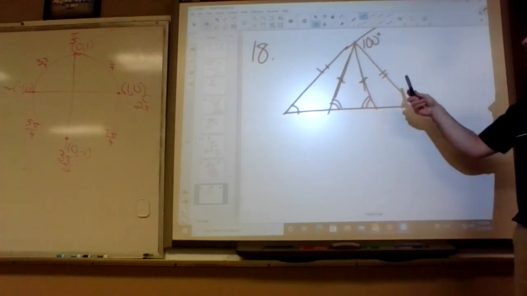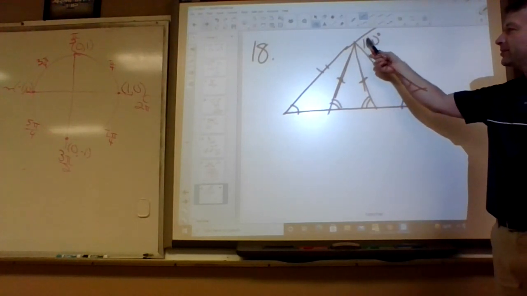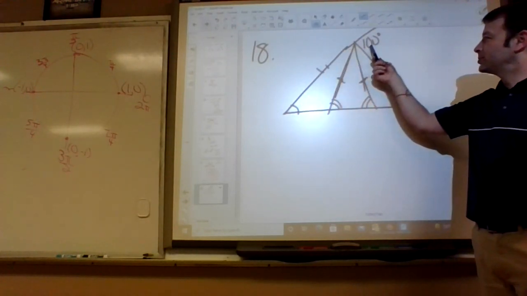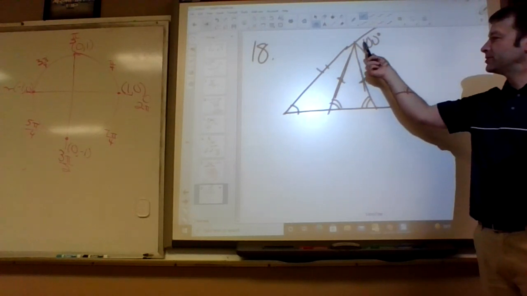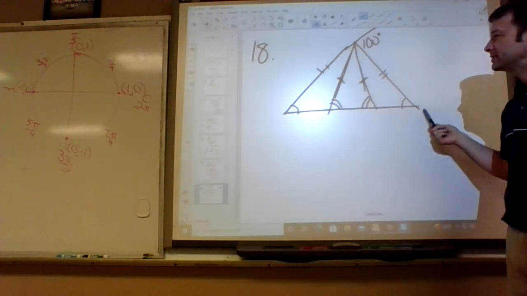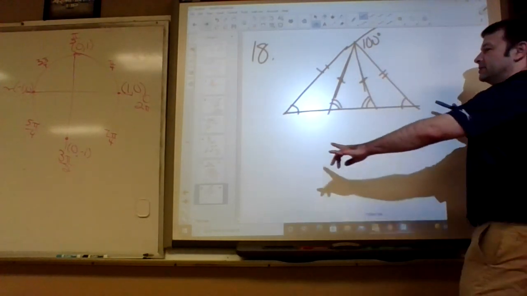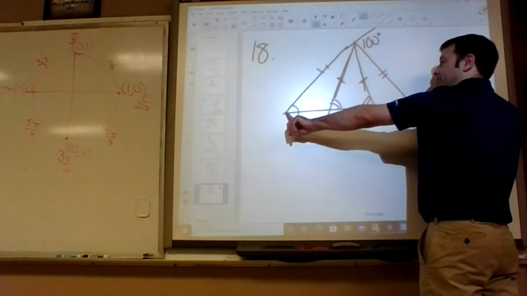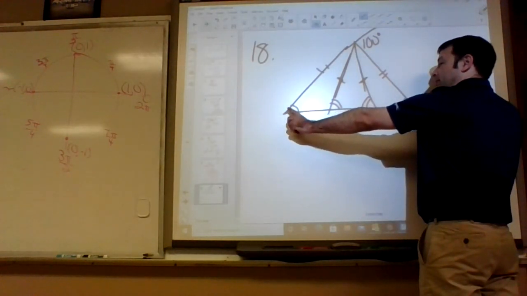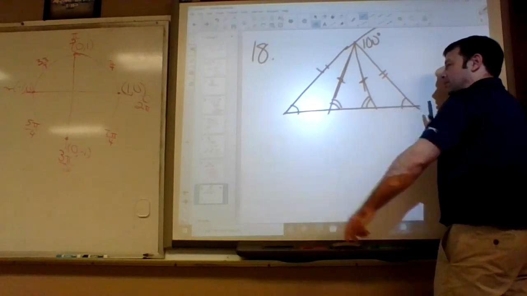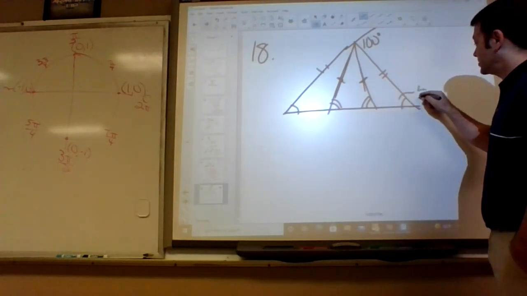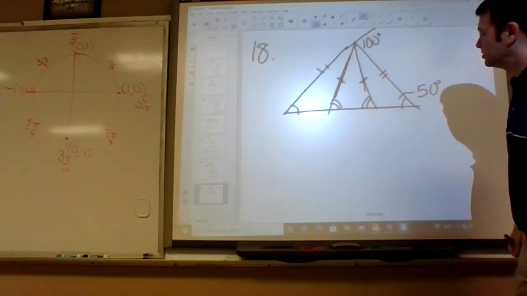Okay, let's start with the big triangle. If this is 100 degrees, what else do I know about this big triangle? These two angles should add up to 100. So what would both of these have to be? 50. That might be enough to get you guys going. So 3 is 50.